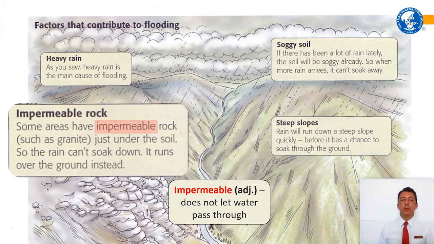Impermeable rock. So some areas have impermeable rock. This is rock that does not let water pass through. Granite is an example of impermeable rock. So if this is just under the soil, the water cannot be absorbed and it will just run over the ground instead and quickly enter the river.